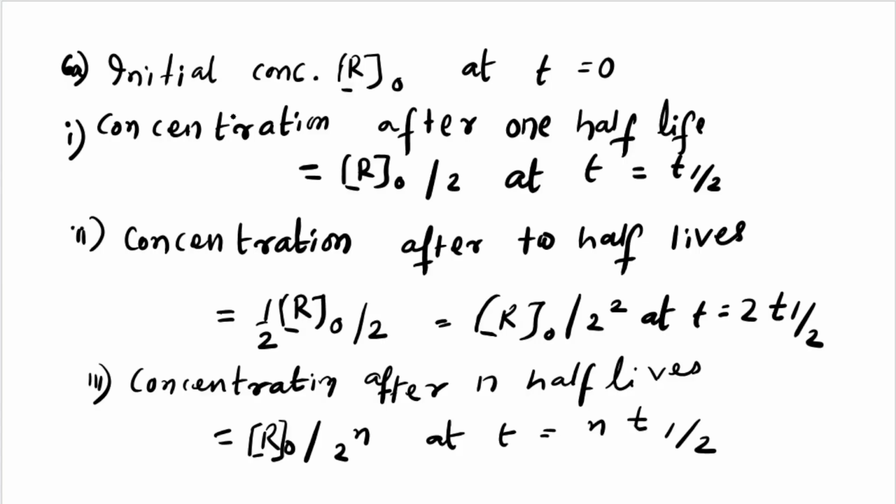And what is here in terms of the initial concentration? You can observe that for 2 half-lives it is 2 square, and for n half-lives it is 2 to the power n. So R0 by 2 to the power n at t equal to n times t half. Now I hope this is clear.